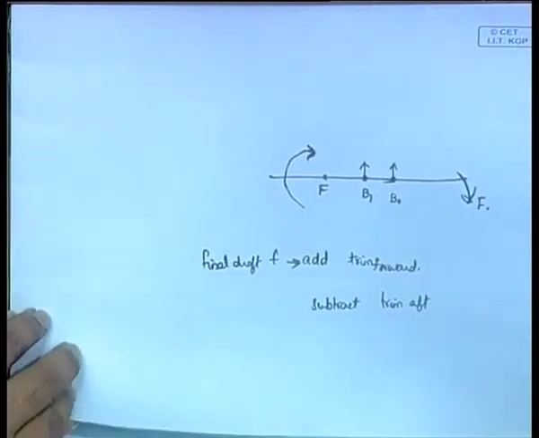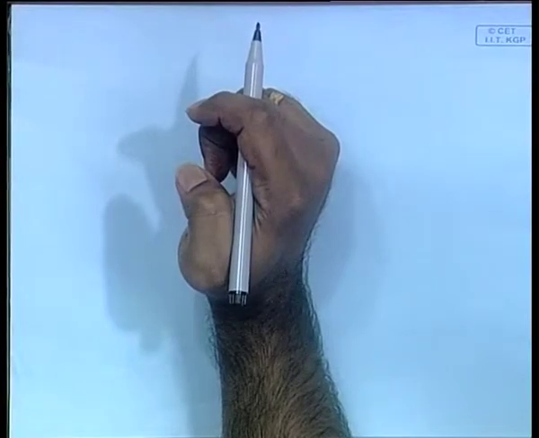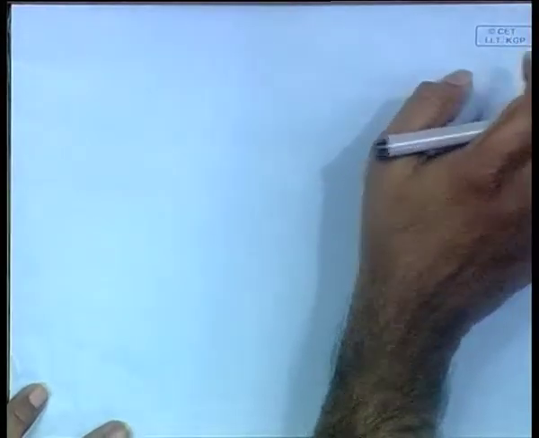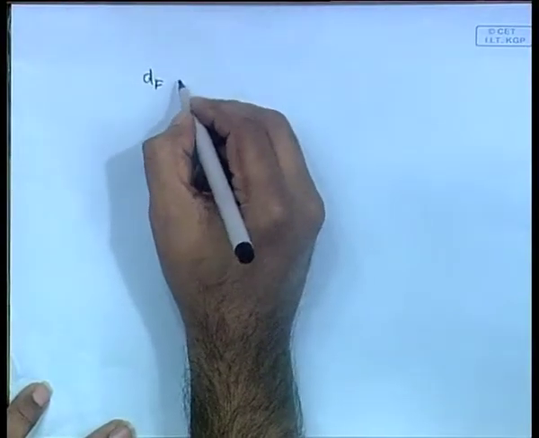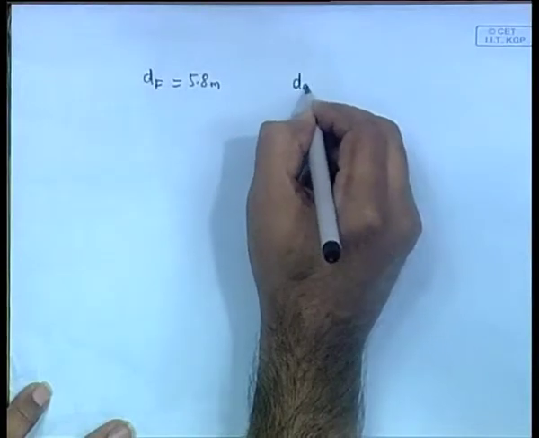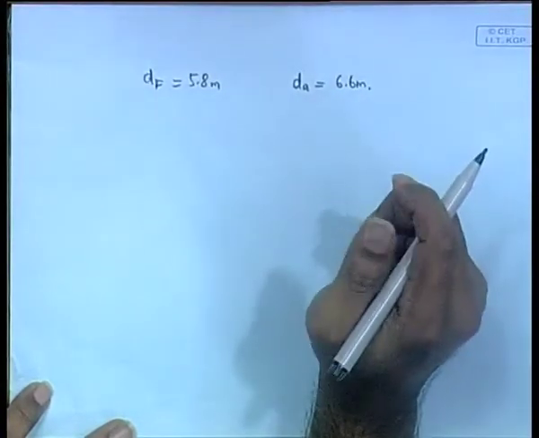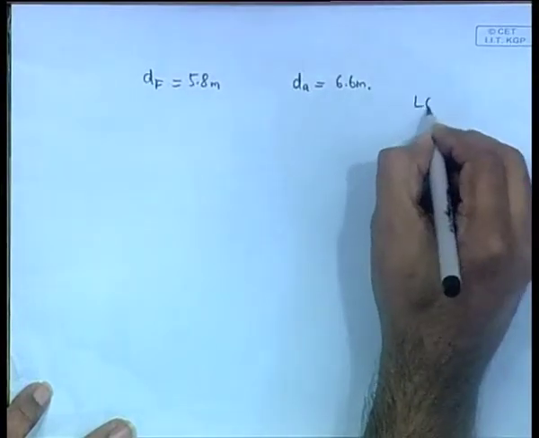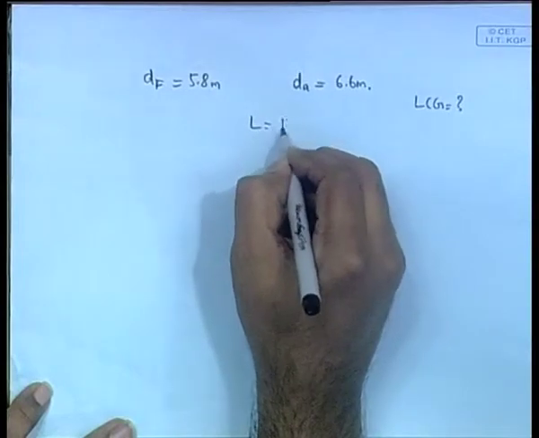Then, okay, using this formula, there is another problem. You are told that a ship is floating at a draft forward equal to 5.8 meters, at a draft aft equals 6.6 meters. Now, you are asked to find the position of the longitudinal center of gravity, means find LCG, and you are told that the length of the ship is 174 meter.